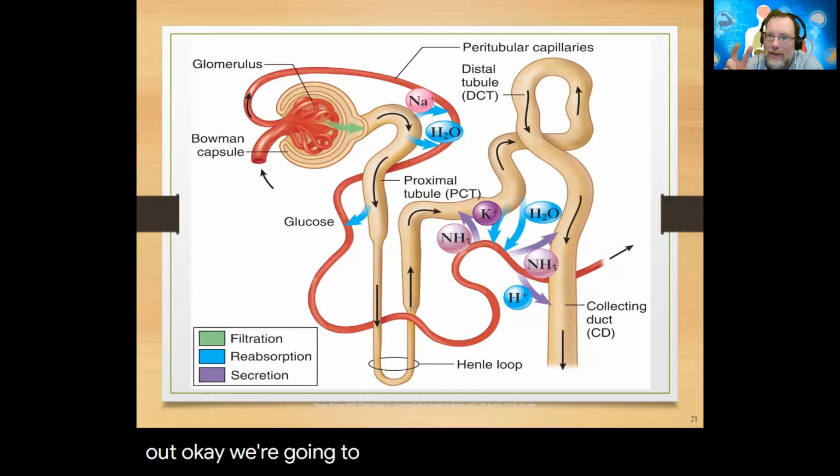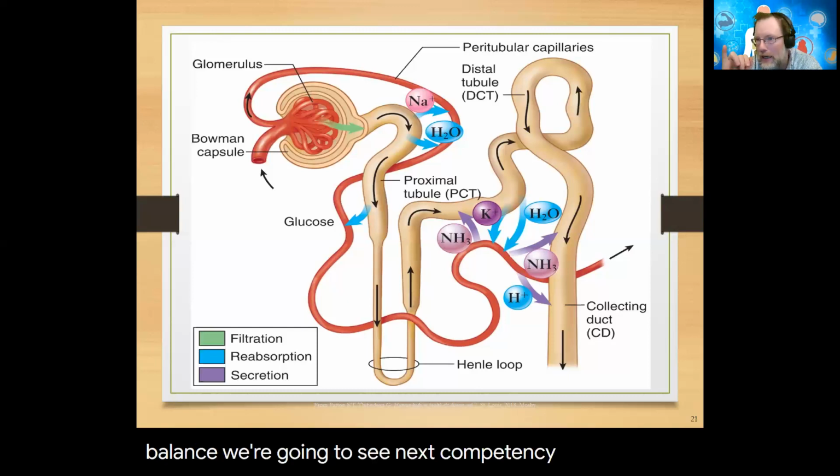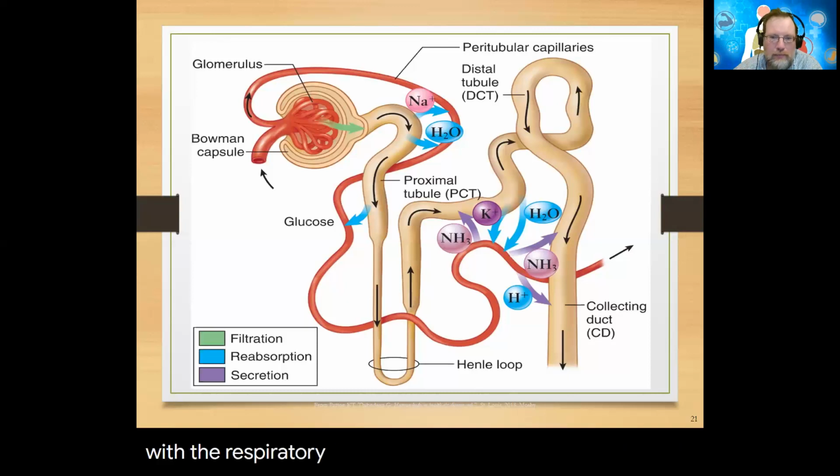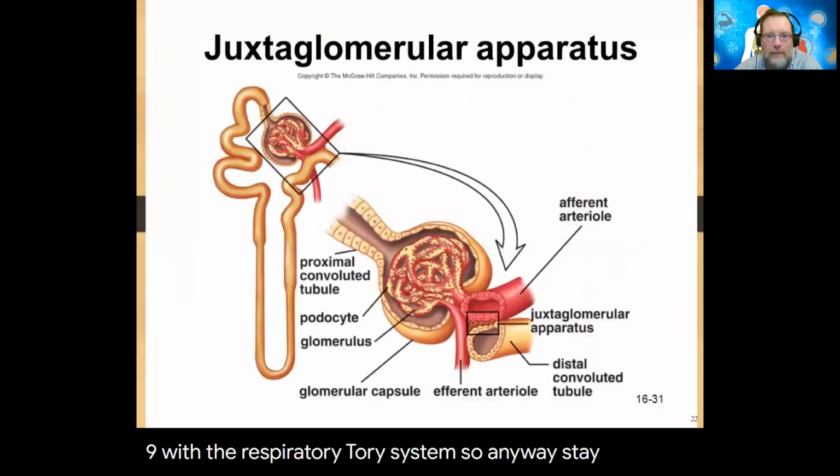We're going to see, though, that's not the primary way. That's one of the ways. The primary means of pH balance, we're going to see next in competency 9 with the respiratory system. So anyway, stay tuned for that.